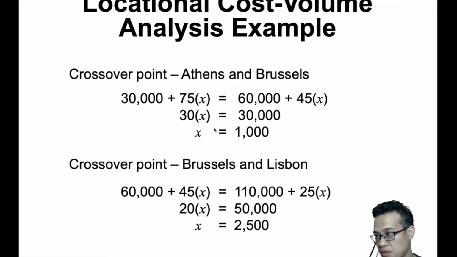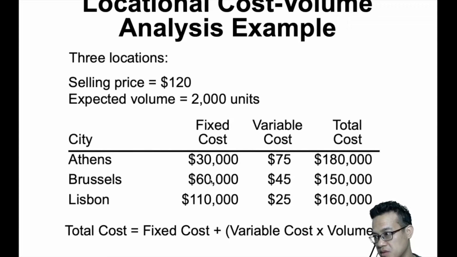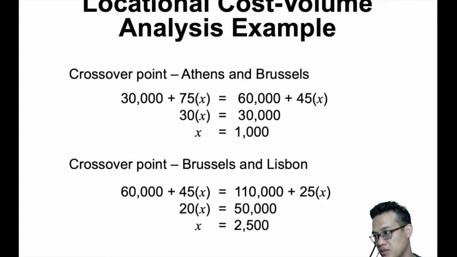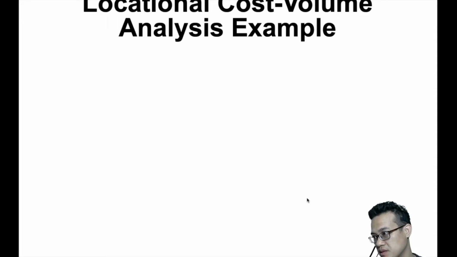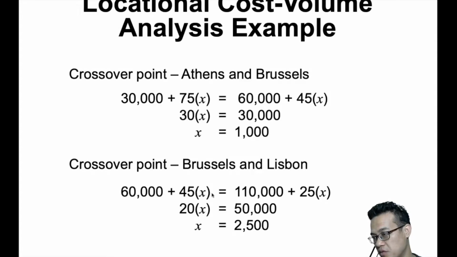Next you compare between Brussels and Lisbon. So put up the equation. The equation for Brussels is 60,000 plus 45x, while Lisbon is 110,000 plus 25x. We are trying to find out the value of x. So you move this 60,000 to the other side, and then you minus, you get 50,000, and then 45x, you move 25x here to your left side, you will get 20x. So x is equivalent to 2500. So this is where Brussels and Lisbon will meet up.